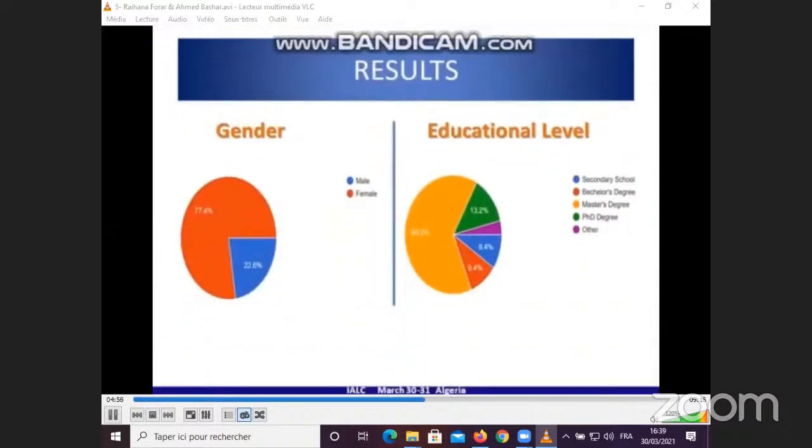The results show that 77.4% of our sample were female, while 22.6% were male. As for the educational level, 64.2% of the respondents hold a master's degree, 13.2% hold a PhD degree, and the rest varied from holding a bachelor's degree to pursuing secondary school studies.